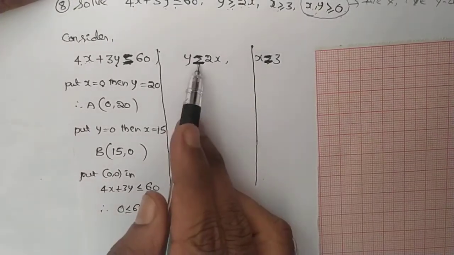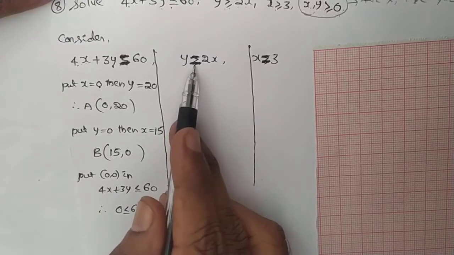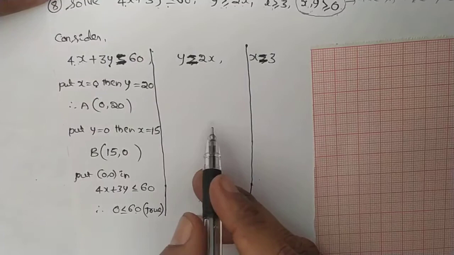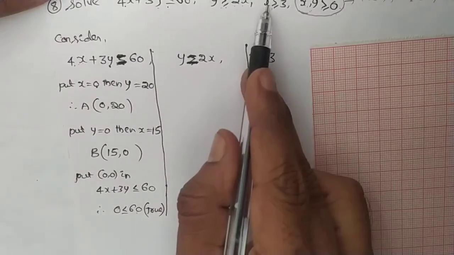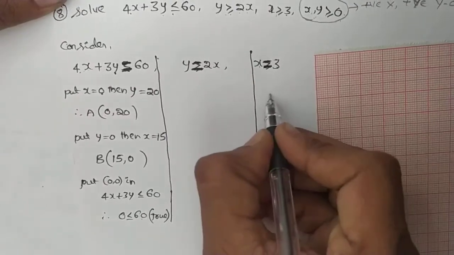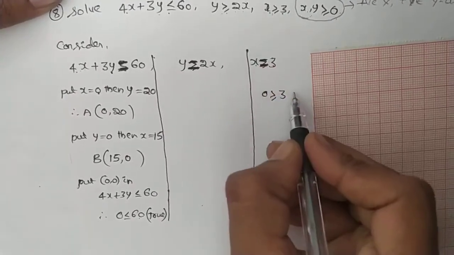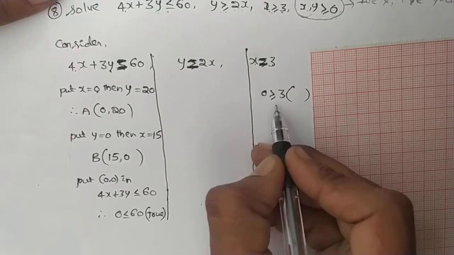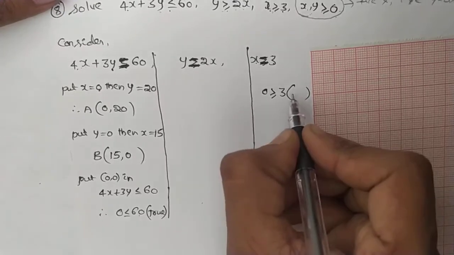What about y equals to 2x? This we will discuss later. First we will solve this one. X greater than or equal to 3. Next step, 0 is greater than or equal to 3. This says that 0 is more than 3. Is this true or false? 0 is larger than 3. Is this true or false? False.